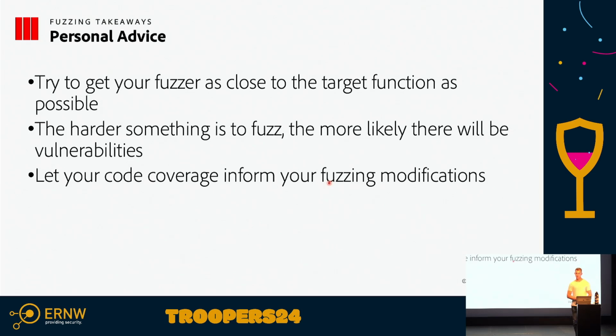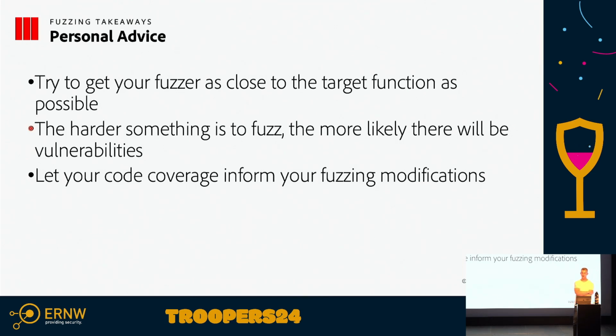Here are three personal fuzzing tips that I've learned through this research project. The first one I mentioned already. If you can, try to get your fuzzer as close to the target function that you want to call as possible. This just makes it run way faster. It makes things easier to triage, and it'll just make your life a lot easier. Another interesting take I have is that I think the harder something is to fuzz, the more likely there are actually going to be vulnerabilities there.